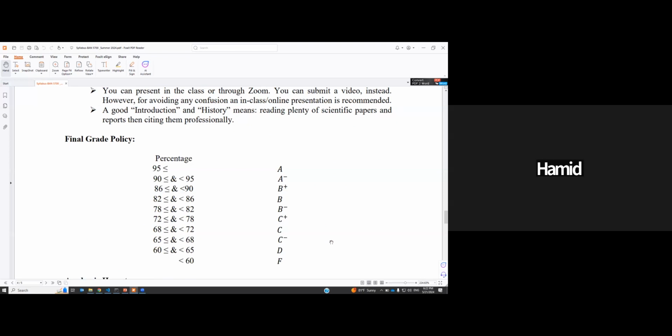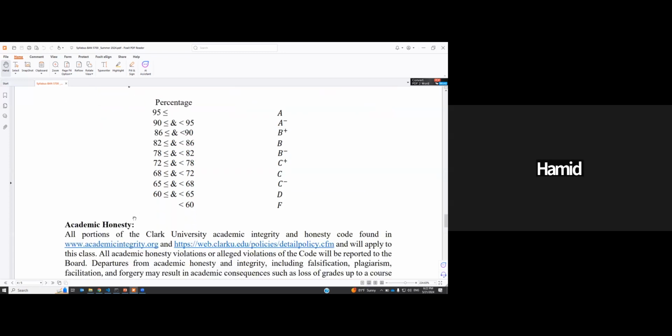Okay, so grading policies, similar to many courses you had so far: A minus, B plus, B minus, hopefully everyone A. But as long as you get more than 95, you get an A in my class.